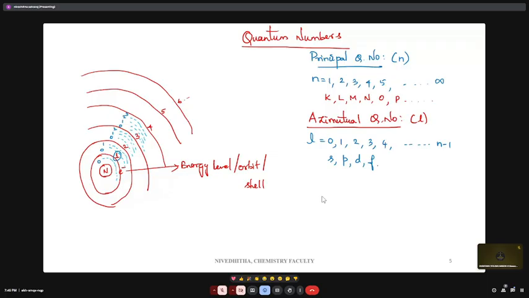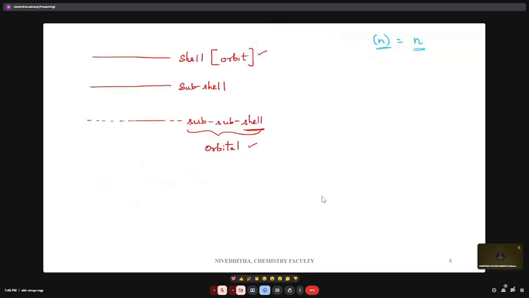Now we know there are subshells in each shell, and under each subshell we have orbitals, and there is a formula to calculate the number of orbitals in a given subshell. Write down the formula: number of orbitals in a given subshell is 2l plus 1.